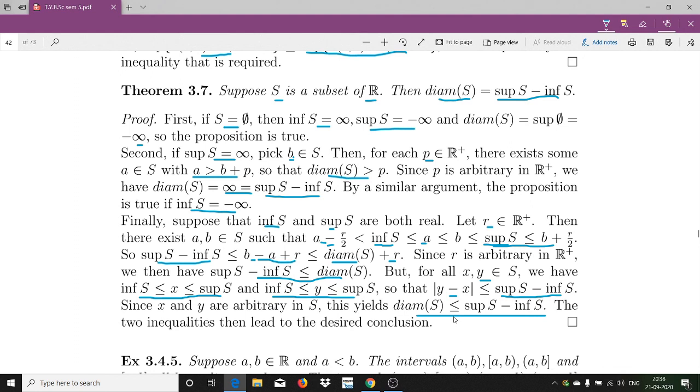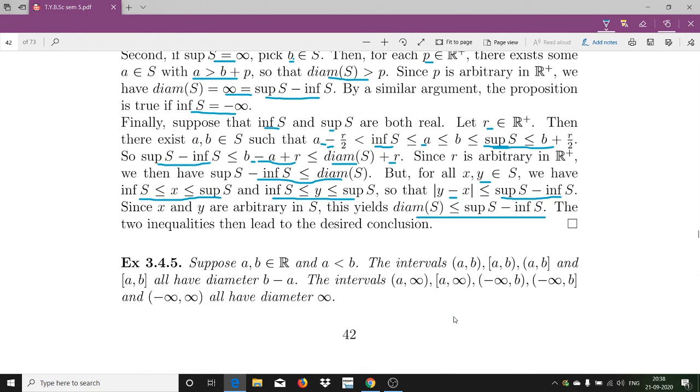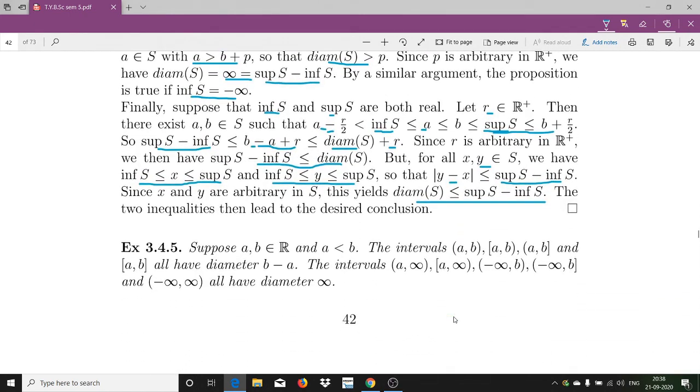Again, I will emphasize this theorem is true only for the set of real numbers R. Here I am not talking about any general metric space. Once we prove this theorem, the next example automatically follows.